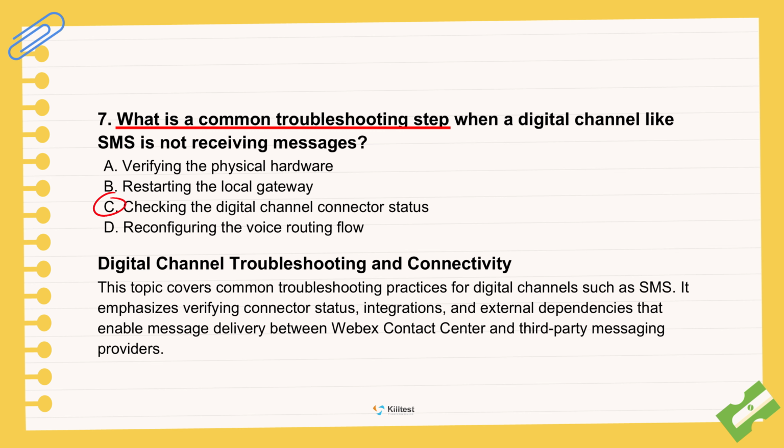WebEx doesn't own the cell towers, right? It uses an aggregator service to bridge the cellular network to the internet. The connector is that software bridge. If its status is red or disconnected, the handshake is broken. You have to fix the bridge before you worry about where the message is going. Isolate the failure domain. That's the real lesson there.